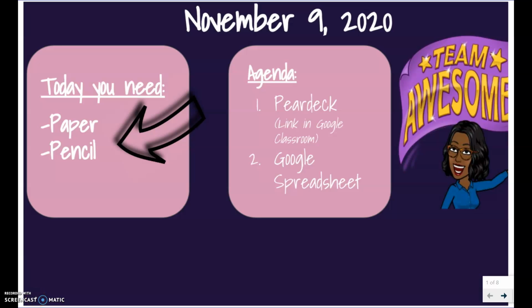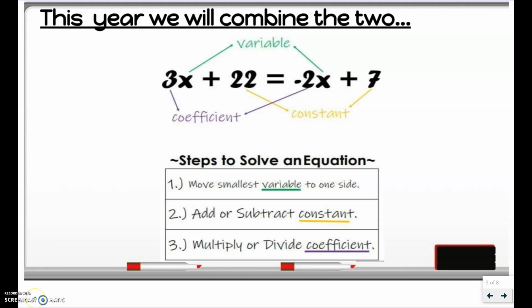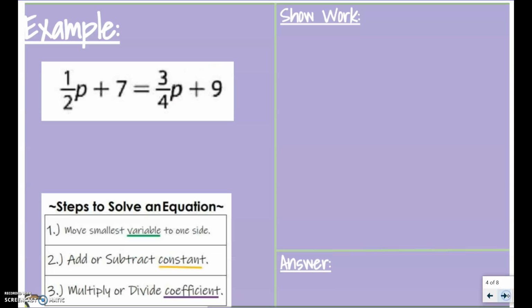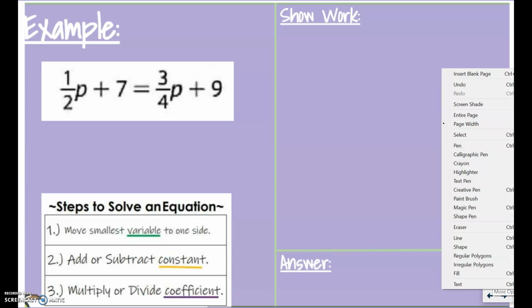Okay, so today you guys are going to be going over modeling two-step equations with variables on both sides. Just as a reminder, remember our steps in order to solve an equation. We move our smallest variable first to one side. Once we do that, we then add or subtract the constant, and then we multiply or divide our coefficient. So let's take a look at this first example.